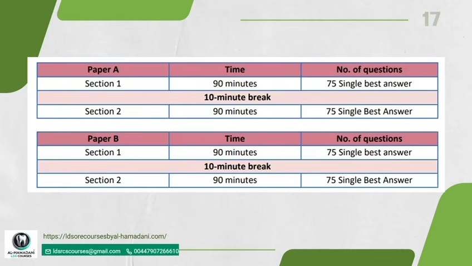Paper A, Section 1 and Section 2, 90 minutes each. You would have a 10-minute break in between, and each section would have 75 single best answers. Similarly, Paper B, Section 1, Section 2, 90 minutes each, 75 single best answers. In between Paper A and Paper B, you would have a break of a couple of hours, maybe an hour or so.